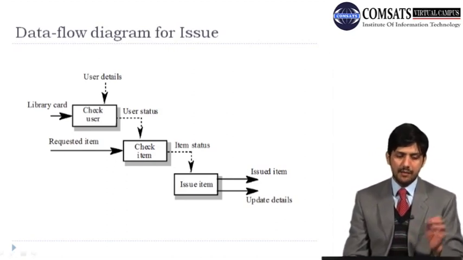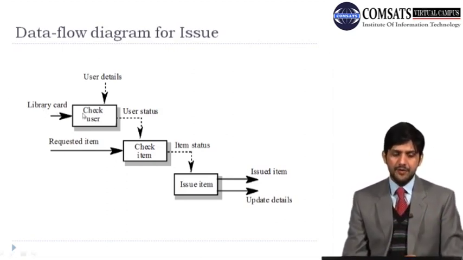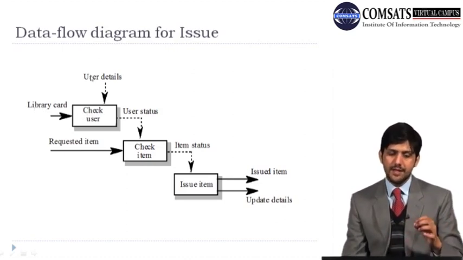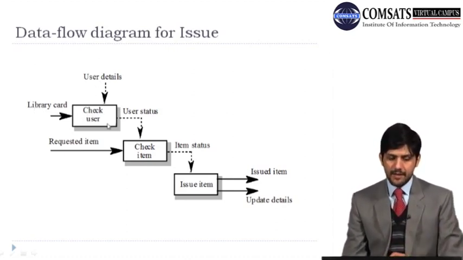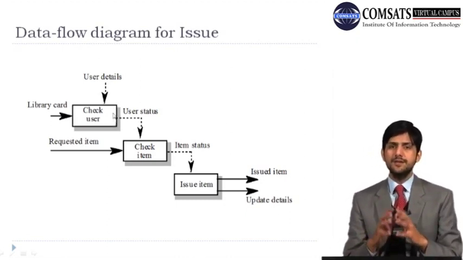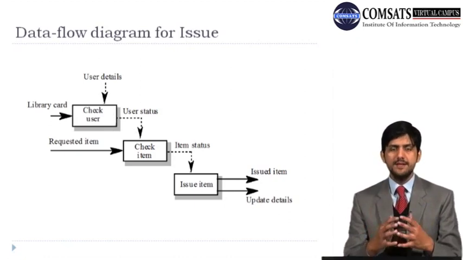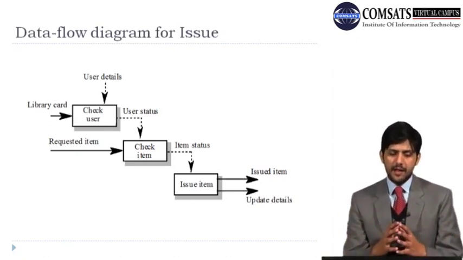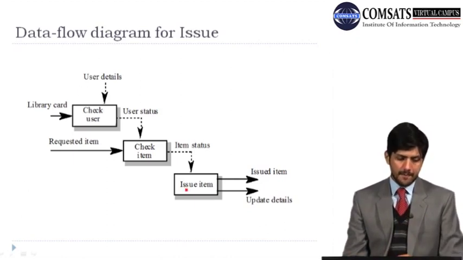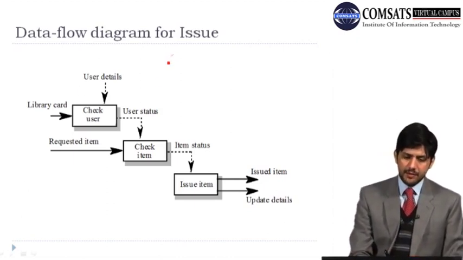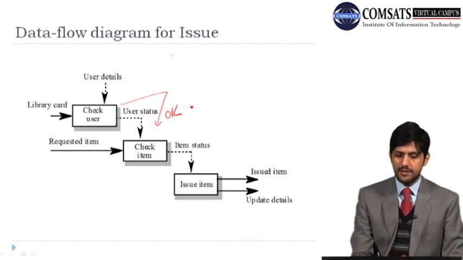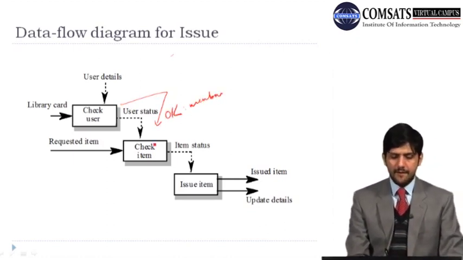So let's say you have this library card, and we check the user, where the user is actually a valid user of the system, so user details are also part of it. And then we check a particular item. The first thing that you ensure is whether the user is a valid user of the library, and then depending on whatever the user status is, the output from this particular process is the user status, that okay, this is a member of the library.